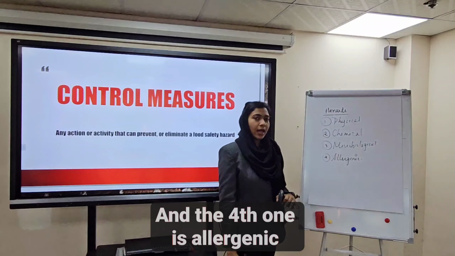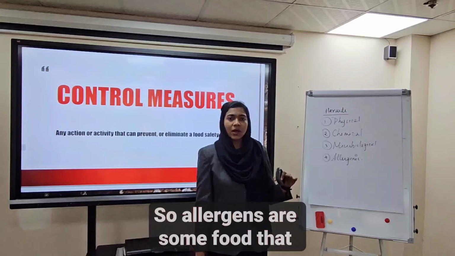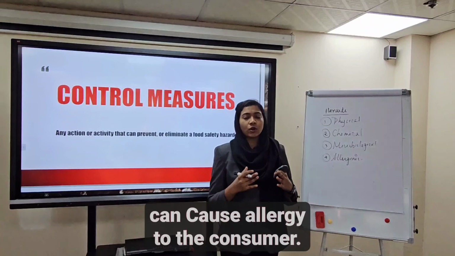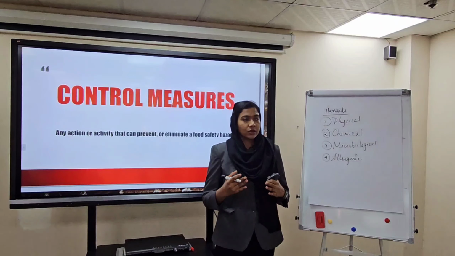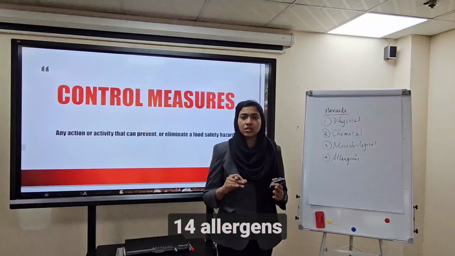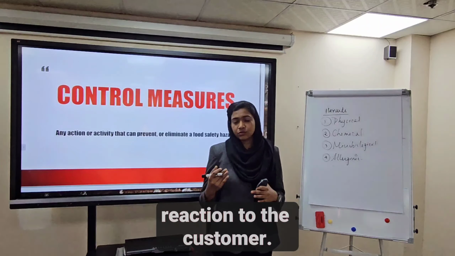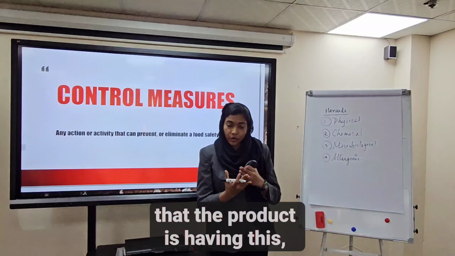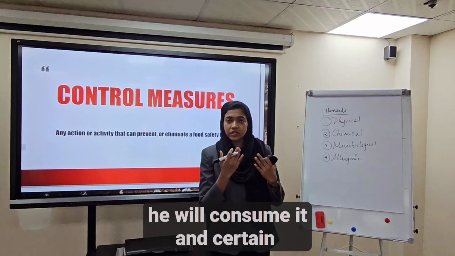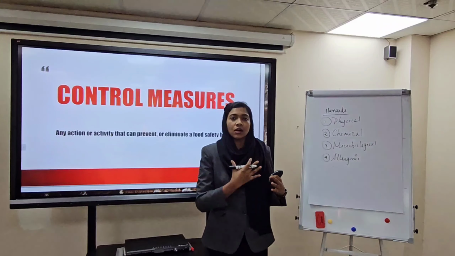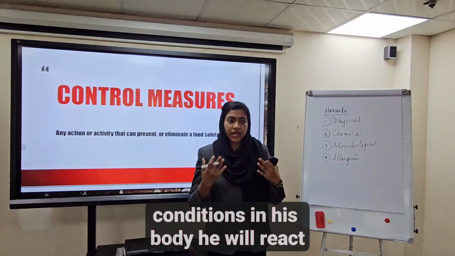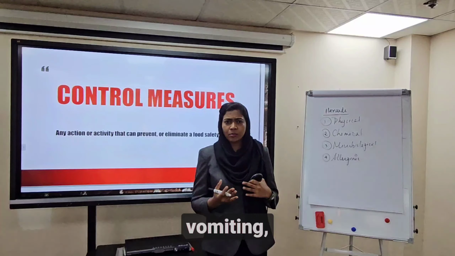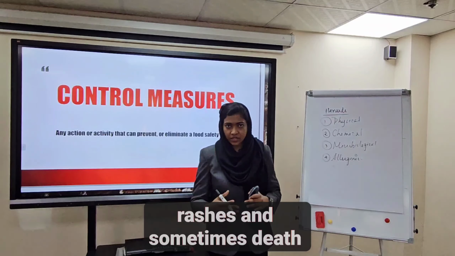And the fourth one is allergenic hazard. So allergens are some foods that can cause allergy to the consumer. We have identified around 14 allergens which will cause allergenic reaction to the customer. So if the customer is unaware that the product is having this allergen, he will consume it, and under certain conditions in his body, he will react. The body will react to that allergen. It might be in the form of cough, vomiting, rashes, and sometimes death also.